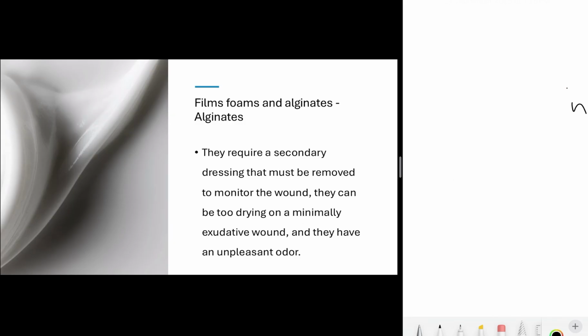So what are some of the disadvantages? The alginate dressings require a secondary dressing that must be removed to monitor the wound, and they can be too drying on a minimally exudative wound, and they have an unpleasant odor or a different smell.